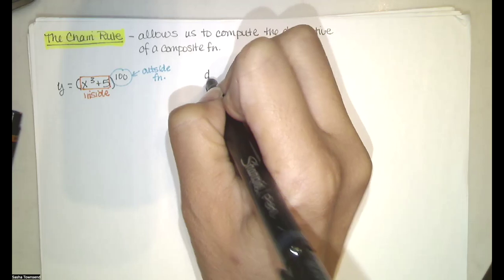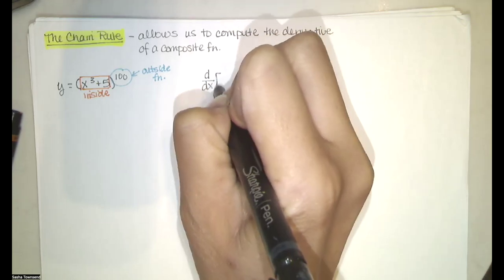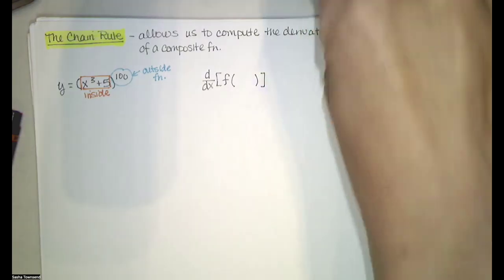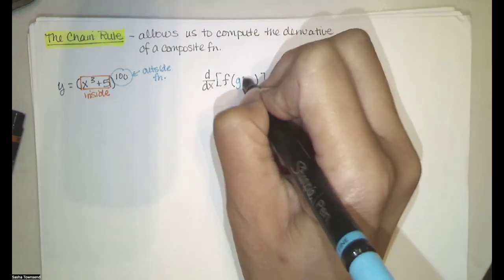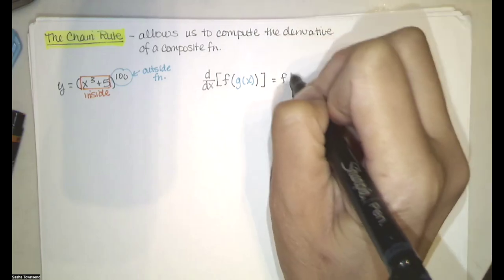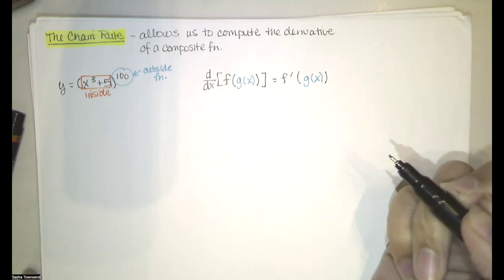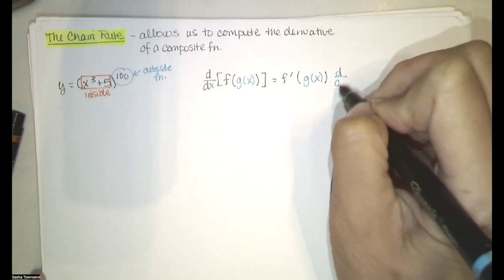So here's the chain rule. I'll just state it. We'll prove it in another video. The derivative of a composite function, where we've got f as a function on the outside and g as a function on the inside, is the derivative of the outside function evaluated at the inside function. So you put the inside function back in, you don't change anything, you just plug it in, and then you multiply by the derivative of the inside.